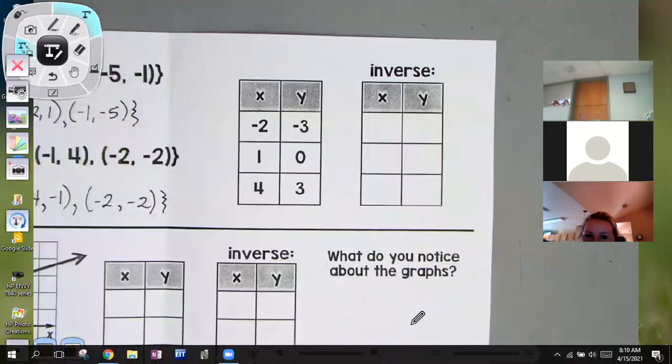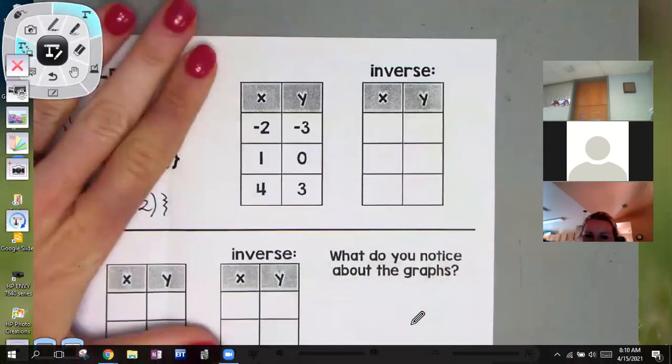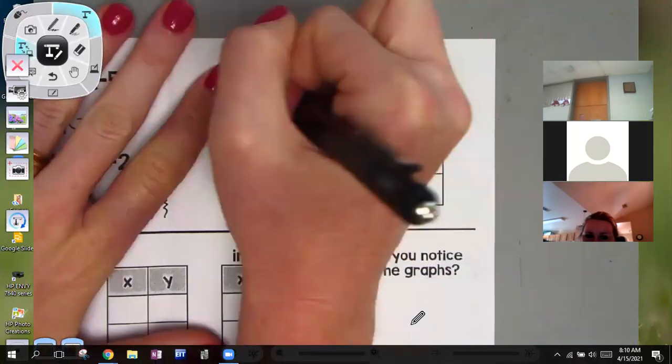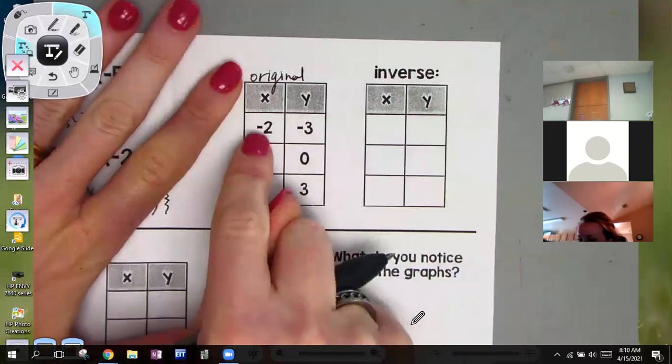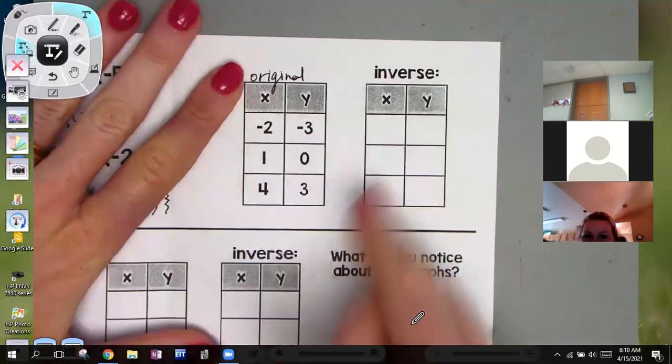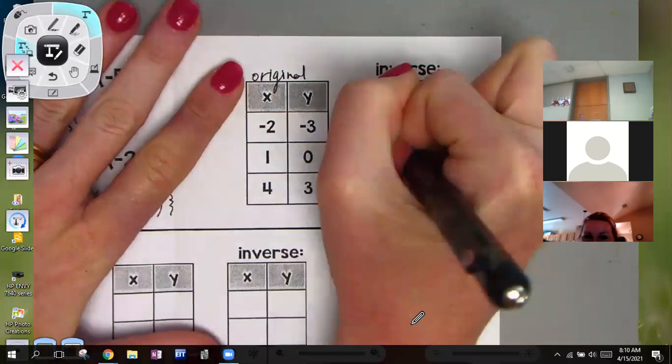Sometimes your coordinates are going to be represented by a table. So we're just going to say this is our original function. Our original x is -2 and our y is -3. So its inverse is going to be -3, -2.